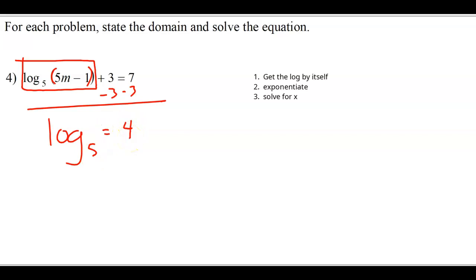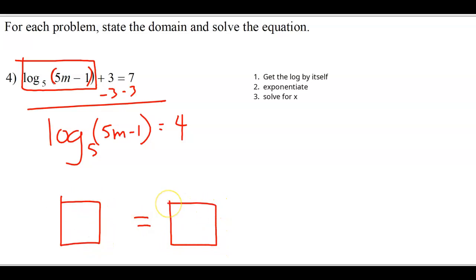Oops, well, I left quite a bit off there, didn't I? Let me back up. There we go. All right, so there's that. So after you get the log by itself, you exponentiate. Now you don't have to draw these squares. I just do that because I think it's a nice visual aid for teaching, but we're going to make each one of these sides, this one and this one, a power of some number, and that number is whatever the base of your log is, which is 5 in this case.